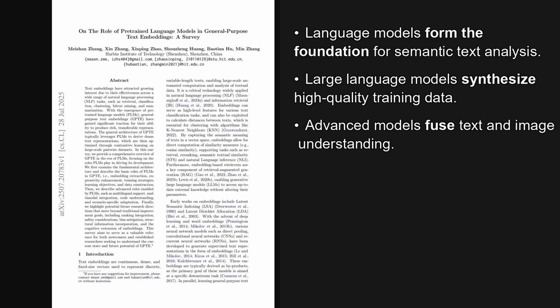So to bring this all together, the key takeaway is that pre-trained language models are the core engine driving the evolution of these text embeddings. We've seen how they've shaped everything from the training data and model architectures to enabling new frontiers like multimodal understanding. That's it for this episode of the AI Research Roundup.